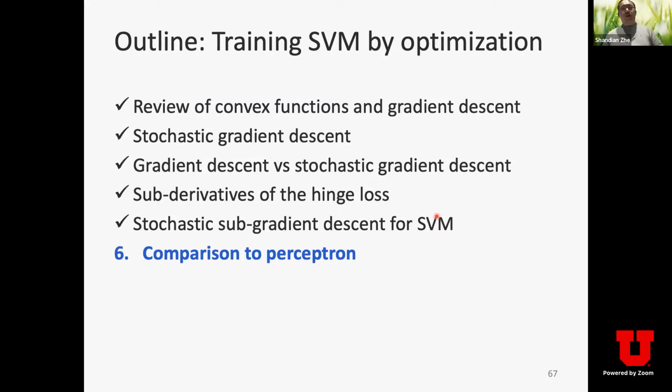Okay, so we have finished the introduction of how we train SVM. The last point I want to discuss is that we want to compare with the last linear classifier learning algorithm, called perceptron. We want to look at whether there is some commonality between this stochastic subgradient descent for SVM and perceptron.